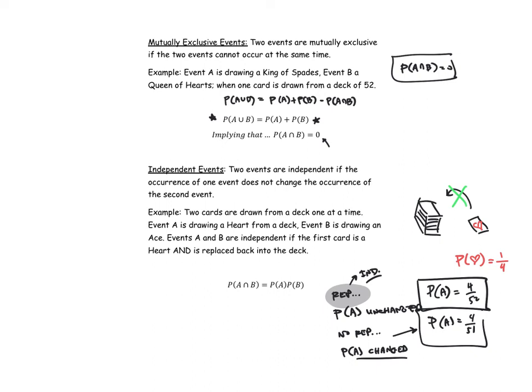Now, there is a property for independence, and the property is that if events A and B are independent, then the probability of A and B is equal to the probability of A times the probability of B. So beware of that property. You might see that coming up in the future. All right, let's move on to our last example for the notes.